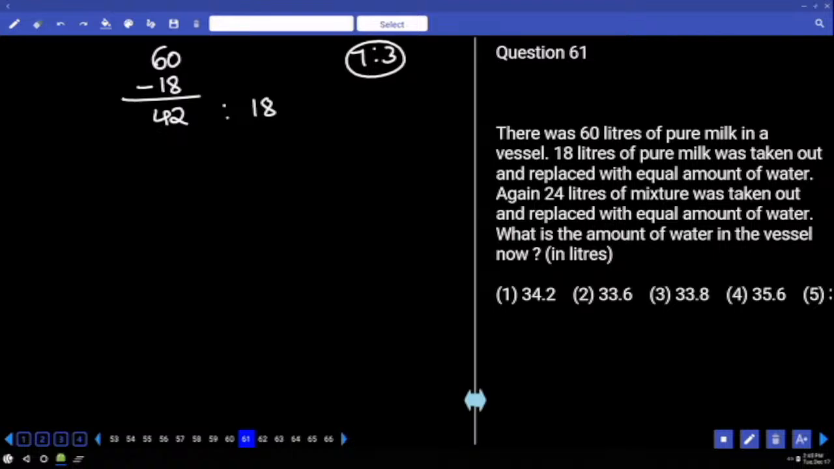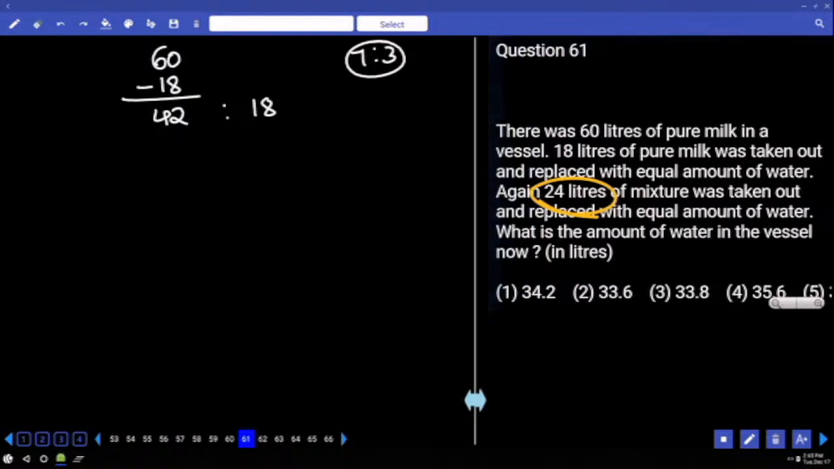From this again we are withdrawing how many liters? Those 24 liters were drawn in the ratio of 7 plus 3. 10 parts value 24, 1 part 2.4, 3 parts 7.2 liters of water we are withdrawing. 18 minus 7.2.